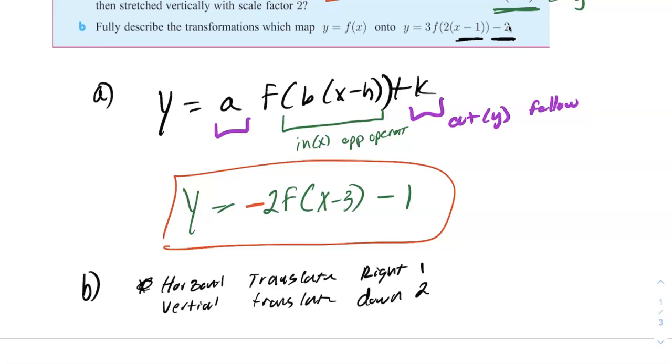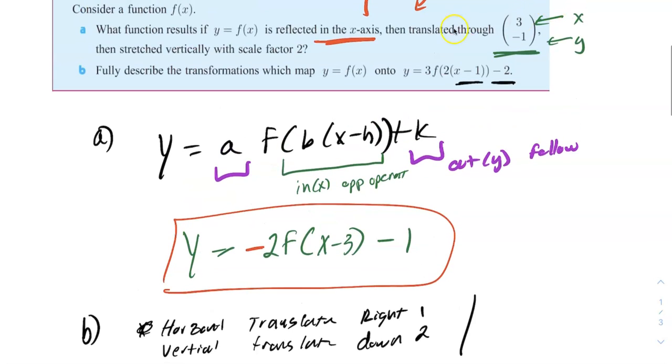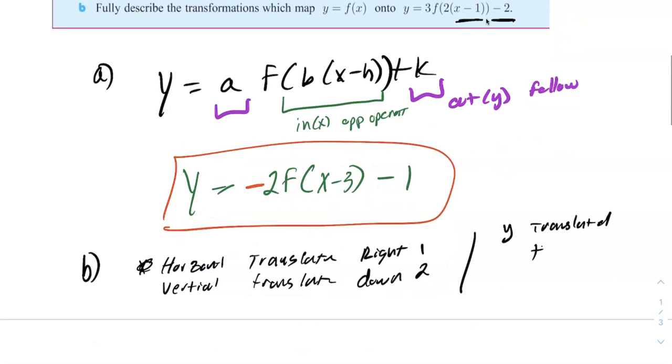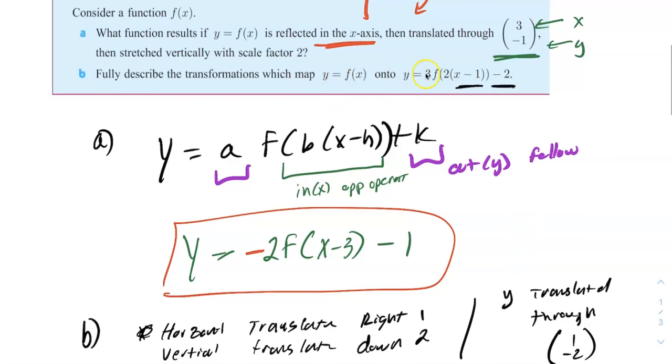So that's one way to write it, or you can also write just what they did up there. You could say that y is being translated through the vector 1 and -2. Right? Inside x opposite, so instead of -1, it's a positive 1, and then outside y follow -2. So you can write that instead. So either one's fine.